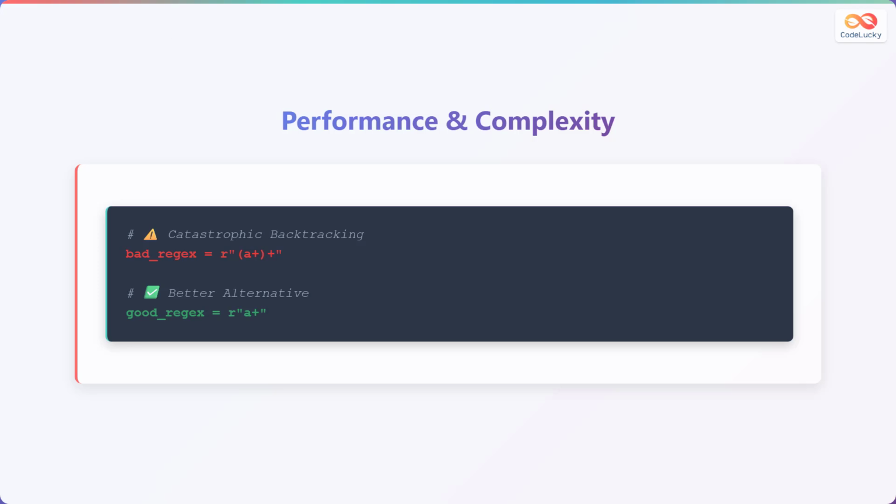Look at the code block. The first line is a comment that indicates catastrophic backtracking. The bad regex is a plus enclosed in parentheses, the whole group repeated with a plus. This pattern can lead to exponential time complexity, causing significant performance issues. The better alternative is to use a plus directly. This simpler pattern achieves the same result without the risk of catastrophic backtracking.